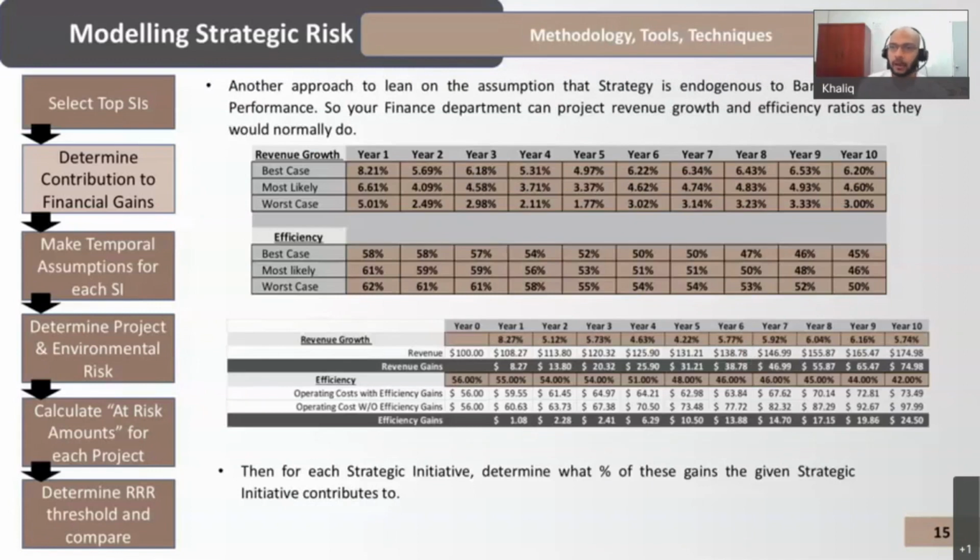Right. So again, in lieu of having robust business cases to tell you how these initiatives are contributing to revenue and efficiency gains, you could use the endogenous assumption that your bank or your industry is expected to perform in a particular manner, things remaining equal. Your finance department usually makes projections in terms of revenue and efficiency. So you may project some sort of efficiency ratio over the next 10 years, and some sort of growth in revenue over the next 10 years, based on economic conditions and reports coming from your central bank, etc. And you lay out these scenarios. And then you ask, how does each strategic initiative contribute to these gains?